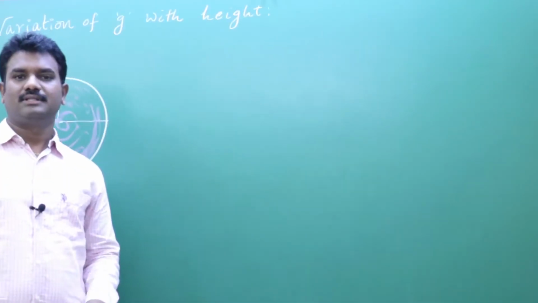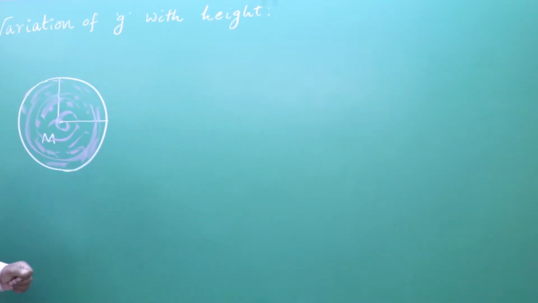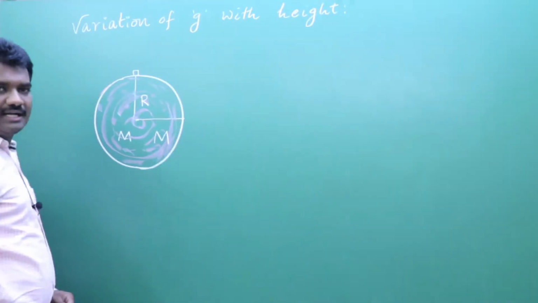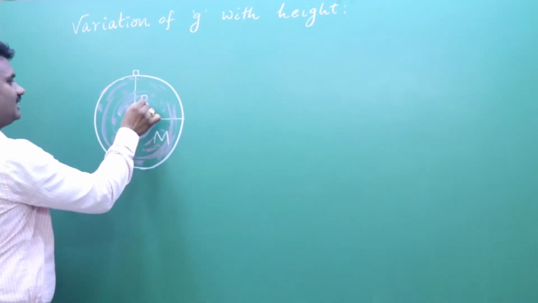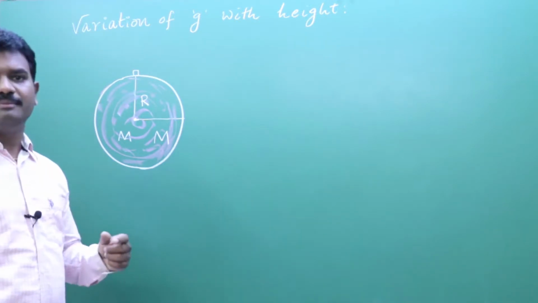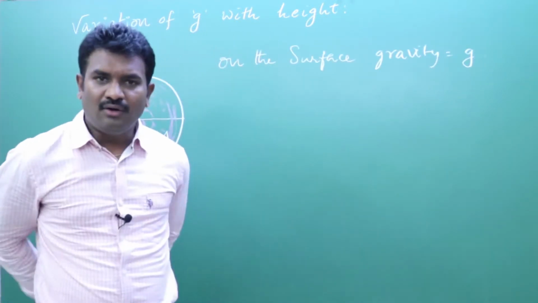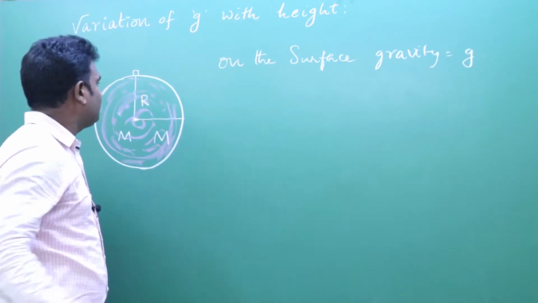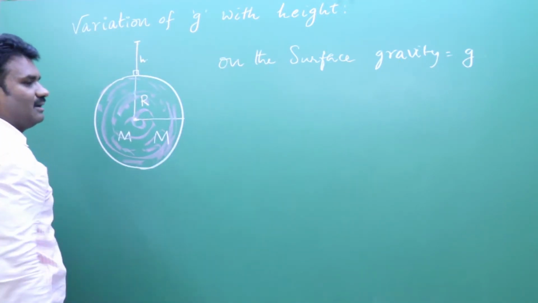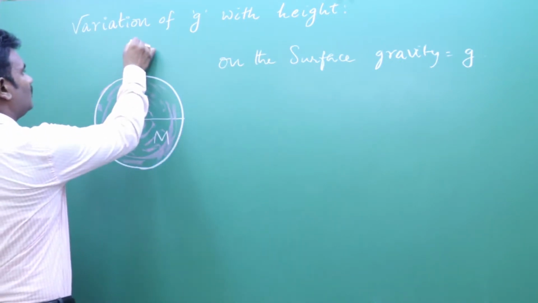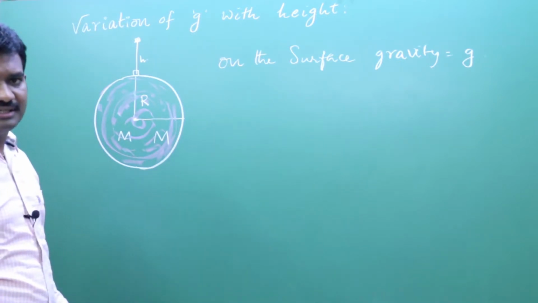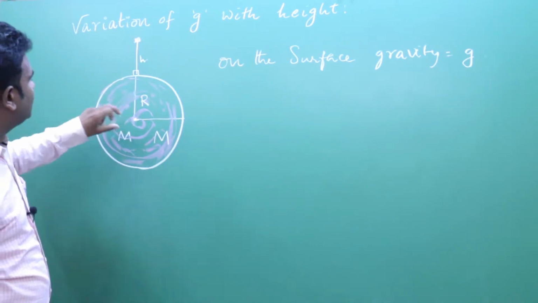Let us see now. Say this is a planet of mass M and radius capital R. On the surface of the planet, at a distance R from the center of the planet, let the gravity be g. Now say you are moving away from the planet by a distance h, or by height h, and now the object is here at a distance R plus h from the center of the planet.